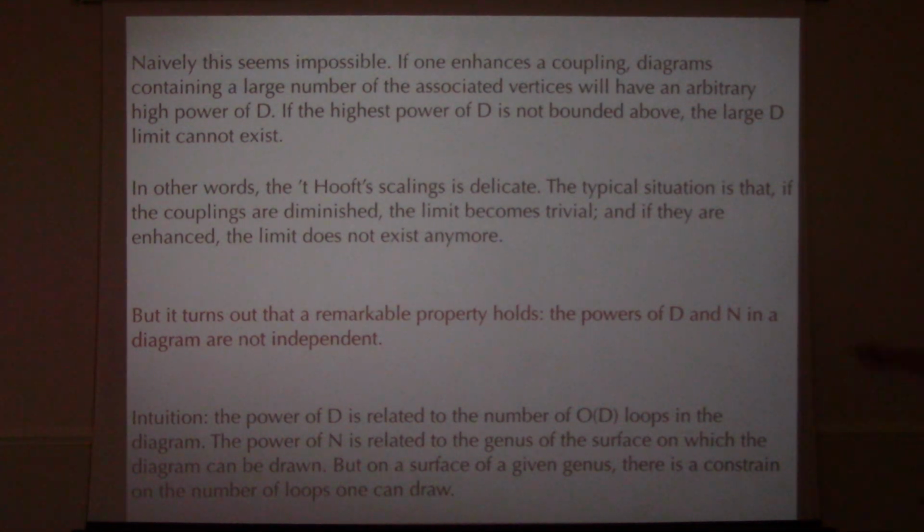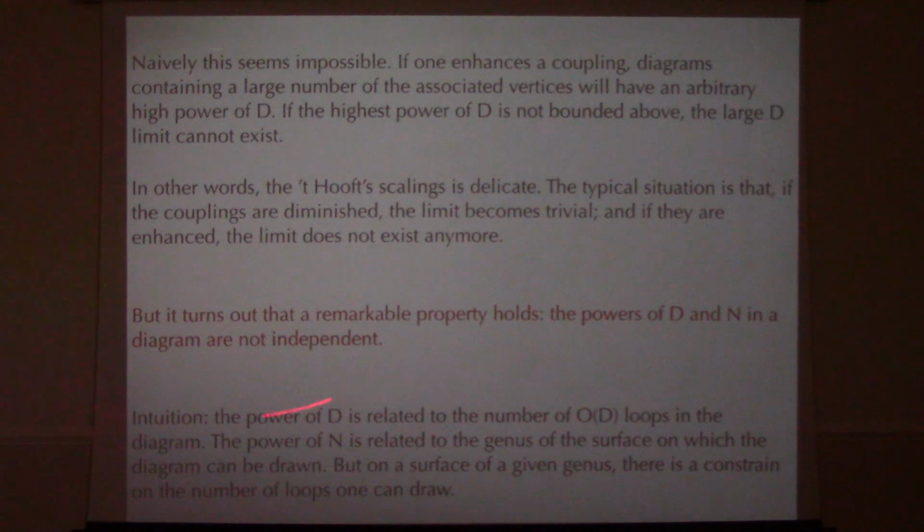And I repeat because it's so important, but I already said it before. Naively, this enhanced scaling seems impossible, because you enhance compared to an ordinary vector model scaling. How can the large D limit still exist? Because the top scaling is so delicate, that's the intuition we have, and that was the question I had a few minutes ago.